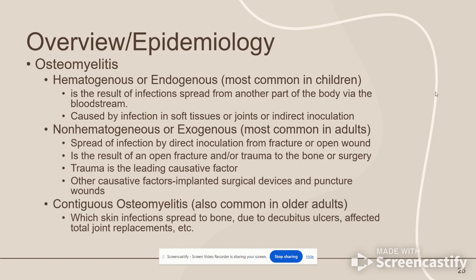Trauma to the bone or surgery. Trauma is the leading causative factor. Other causative factors are implanted surgical devices and puncture wounds. And then the contiguous osteomyelitis, most common in older adults. These are skin infections that spread to bone due to decubitus ulcers, affected total joint replacements, diabetic wounds, loss of protective sensation, and autoimmune defenses, and most commonly affect the lower extremities in these patients.